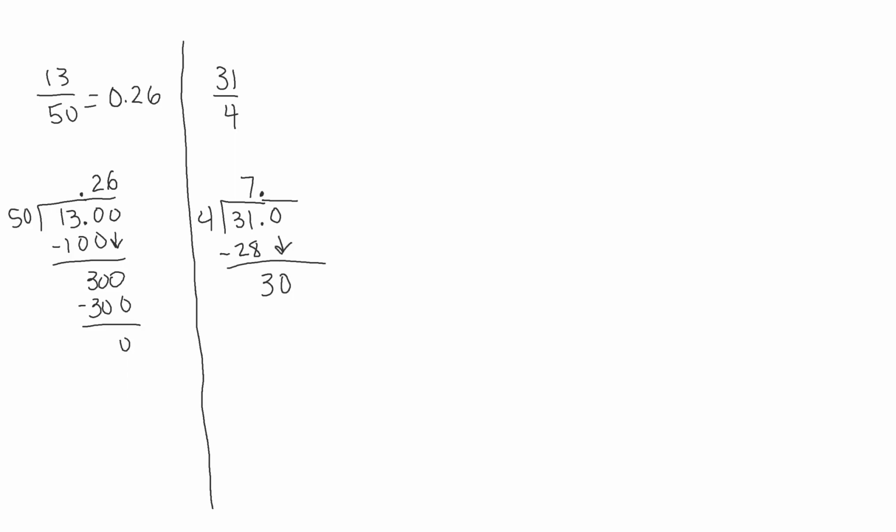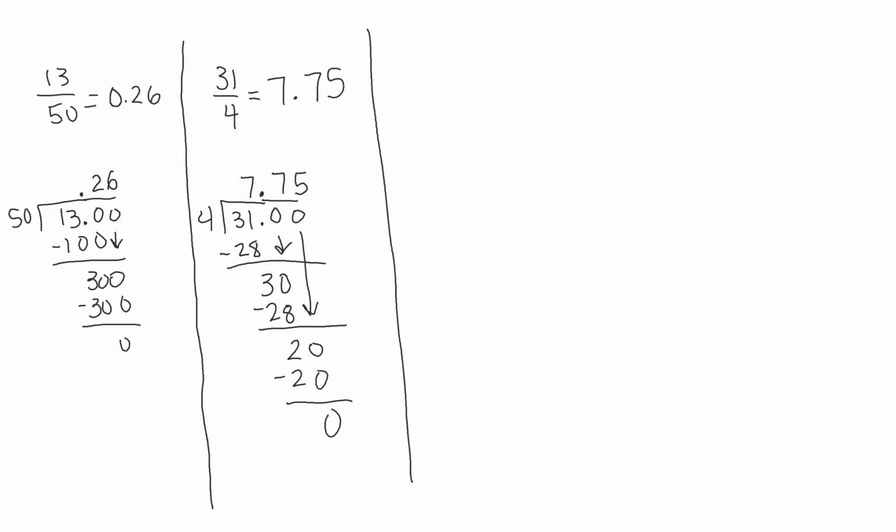Now, 4 into 30 will again go 7 times. 7 times 4 is still 28. I subtract, I get 2. I'm going to add another 0. 4 into 20 goes 5 times. 5 times 4 is 20. There you have your 0 remainder. So 31/4 is going to be 7, and then that leftover fraction part, if this were a mixed number, would convert to 0.75. So 7.75. So don't sweat it if you get an improper fraction. It's no big deal. Just divide like normal.